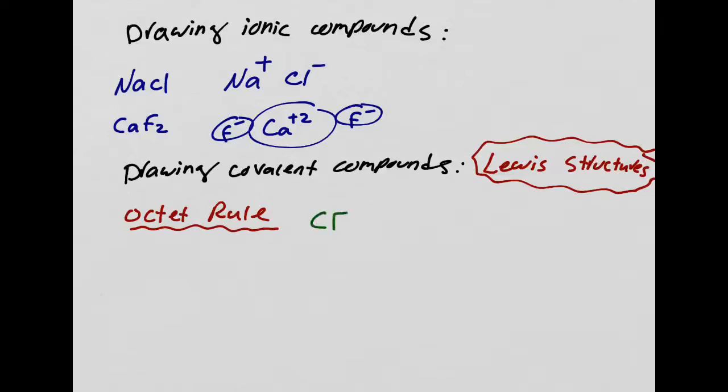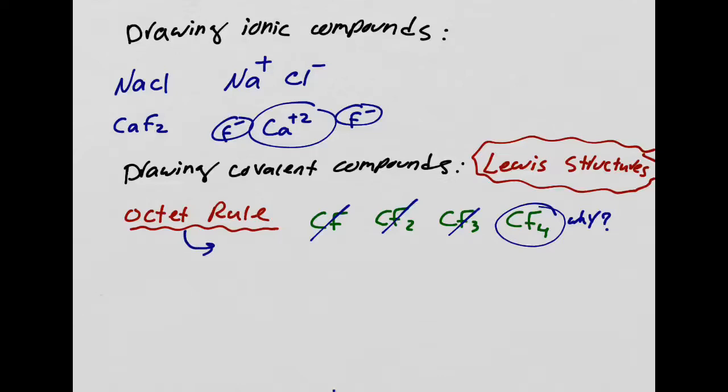Now, CF, CF2, CF3, CF4. These are all covalent compounds. CF doesn't exist. CF2 doesn't exist. CF3 doesn't exist. CF4 exists. Why does CF4 exist? This covalent compound exists and the rest of them don't exist. It has to do with the Octet Rule.